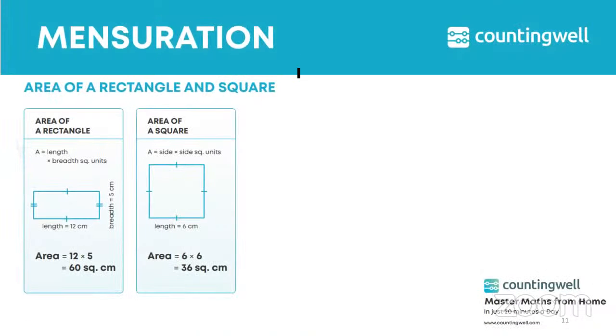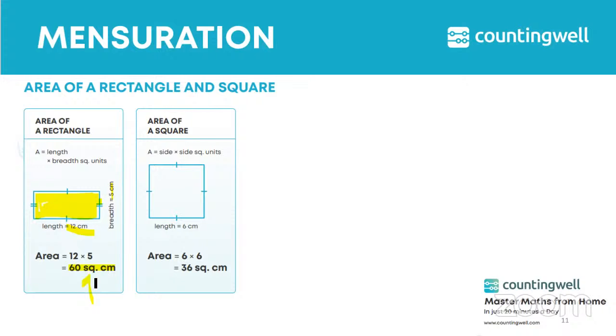Let us see area of a rectangle and a square. Area is nothing but the space enclosed by any closed figure. So here we are going to find the area of the rectangle. You can see the shaded part. It is measured in square centimeter, square meter, and so on. So area of a rectangle is nothing but length into breadth. Here the length is 12 centimeter, breadth is 5 centimeter. So we have 12 fives are 60 square centimeter.